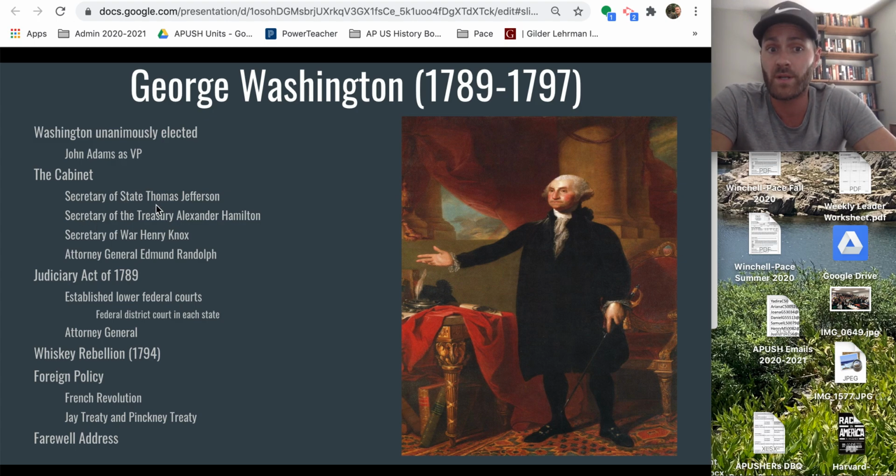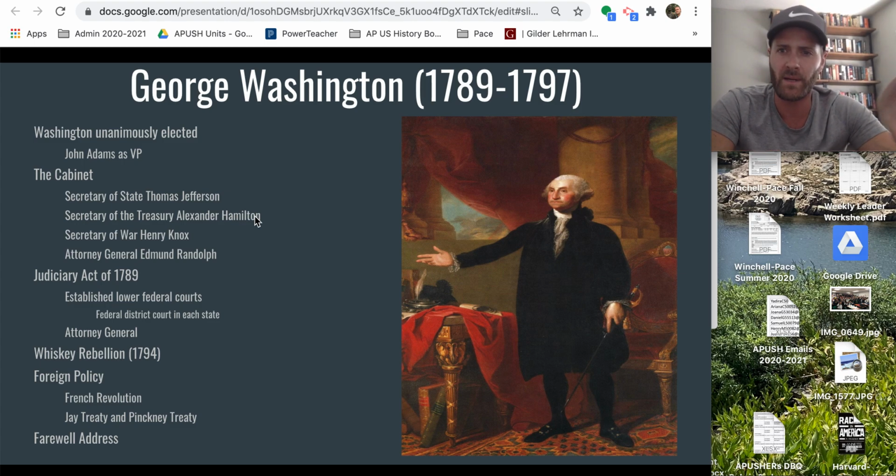Secretary of the Treasury, who's in charge of the U.S. economy and our financial systems, is going to be Alexander Hamilton, who, of course, is a Revolutionary War veteran as well, and he was at the Constitutional Convention and wrote the Federalist Papers, many of the Federalist Papers, some of which we read last week, arguing in favor of a strong, active central government. Keep that in mind.